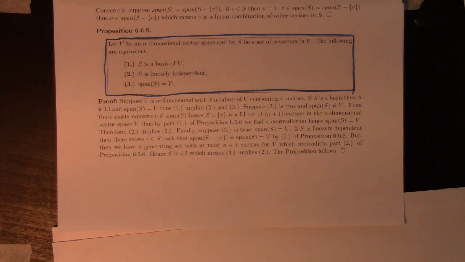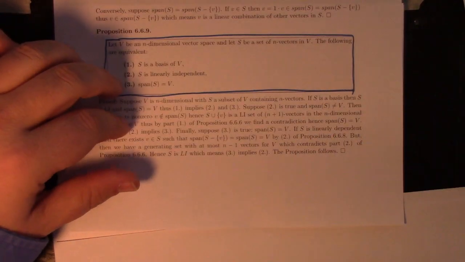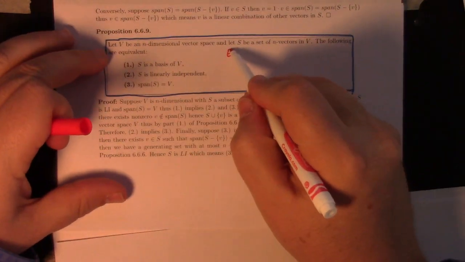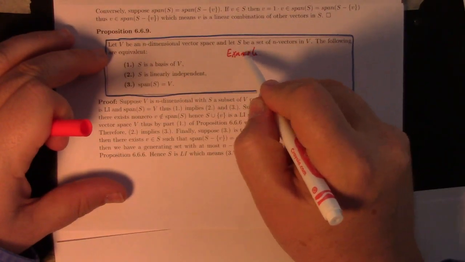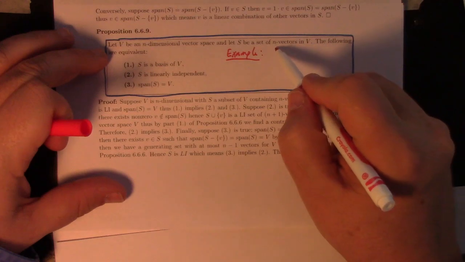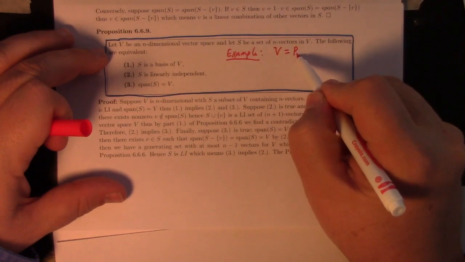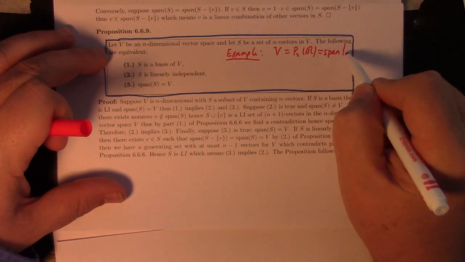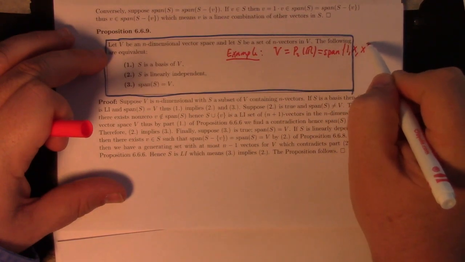So for example, where would we know V is an n-dimensional vector space? We could have something like V equals P2(R), right? That's built from the span of 1, x, and x squared.